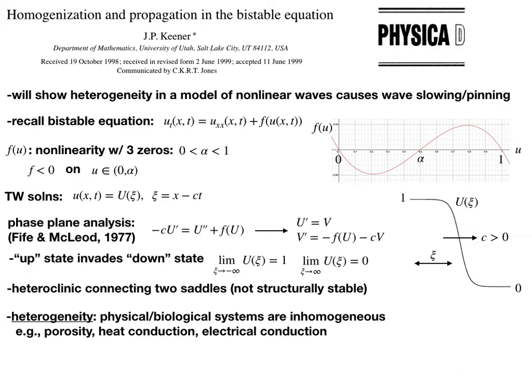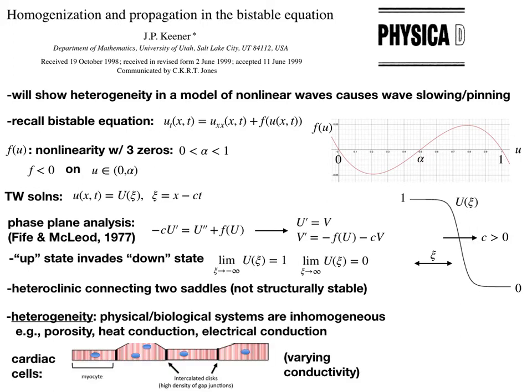But what we're going to talk about is heterogeneity, or sometimes we might call this inhomogeneity. What is the effect of introducing inhomogeneity maybe into the diffusion coefficients, or the form of the nonlinearity? And biological and physical systems abound with these sorts of heterogeneities. It can happen because you have inhomogeneous porosity of the media that you're studying. Maybe heat is conducted differently in different parts of the medium. Maybe electrical current is conducted differently.